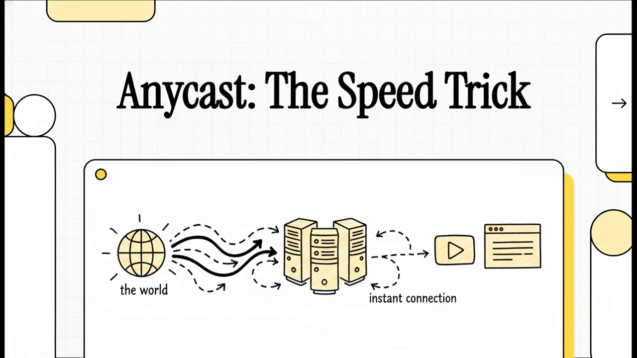All right, let's pull back the curtain on a little piece of internet magic. It's something you use every single day, but you've probably never even heard its name. It's the secret sauce that makes your favorite websites and streaming services feel like they're right next door, even when their servers are on a different continent. It's called Anycast, and it's the invisible trick that makes the modern internet feel so incredibly fast. So let's dive in and see how it all works.